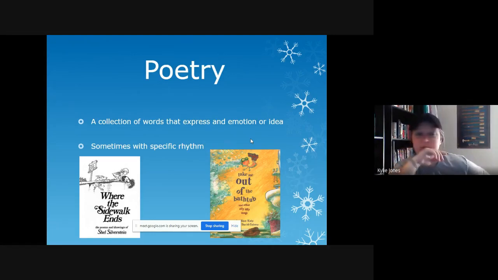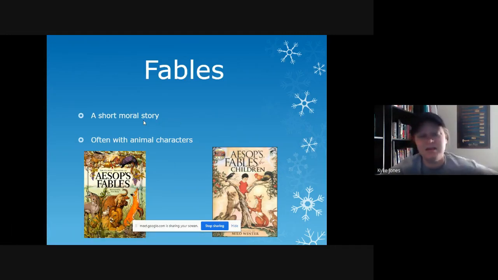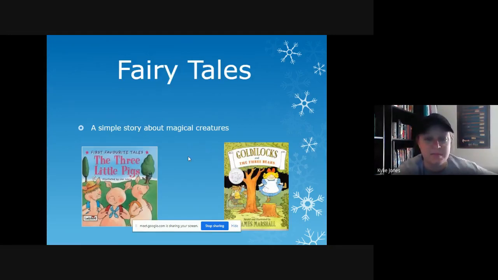Next one is fables. These ones have a moral to the story. A lot of what we read in class where we talk about something having a theme and a moral to the story is going to be a fable. And they often have animal characters. Aesop's fables are definitely the most talked about ones. Fairy tales, Disney, all of those things. It's a simple story about magical creatures.